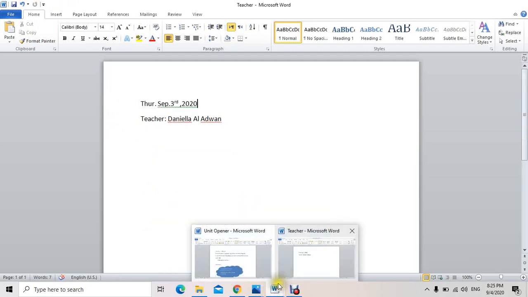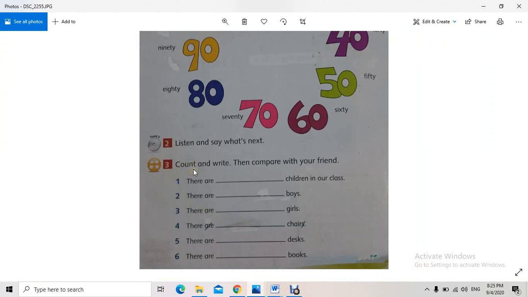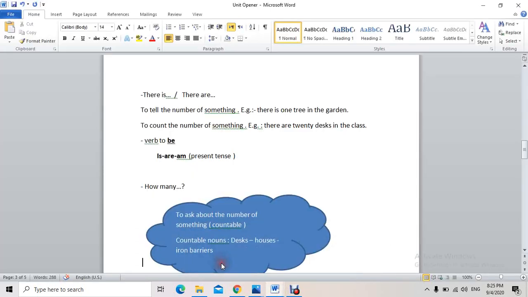So guys, before we move on to activity 3 here, you have to know the rule of there is, there are. So, to know this rule, look here. There is, there are. We use these expressions to tell the number of something. For example, there is one tree in the garden. Or we use it to count the number of something. For example, there are 20 desks in the class.